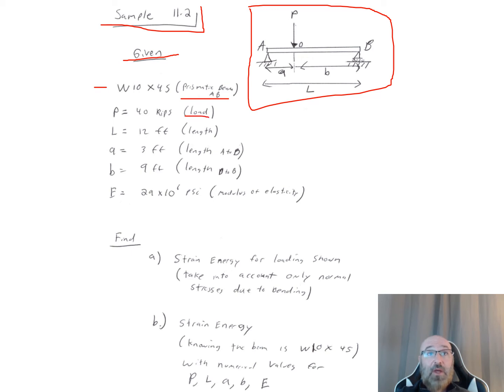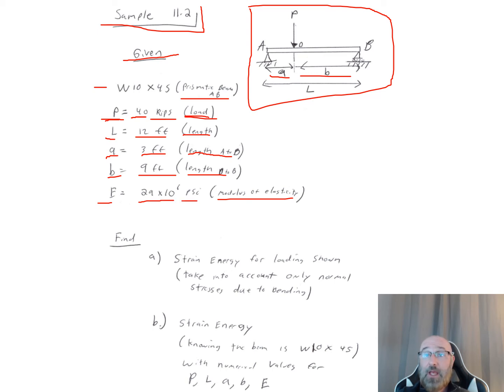So my load, P, is equal to 40 kips. P is my variable, load is how it relates to my problem, 40 is my numerical value, kips are my units. I do the same thing for all of my other variables. I have my length L equal to 12 feet. I have my length from A to D, which is my lowercase a, equal to 3 feet. I have my length from D to B, which is my lowercase b, equal to 9 feet.